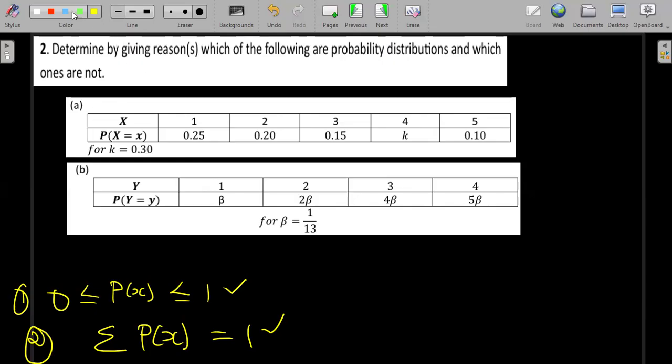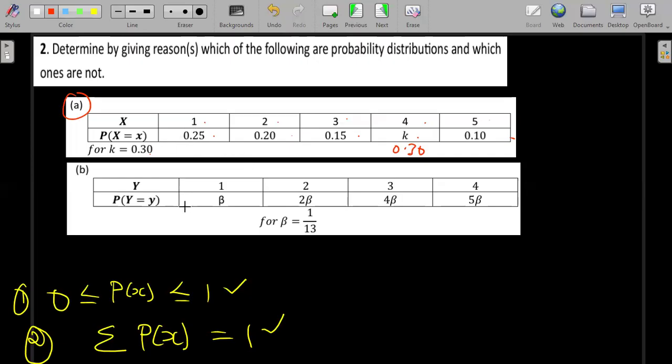Okay, so let's look at this one on A here, this table here. They're saying we have X, this random variable X takes 1, 2, 3, 4, 5, and it also has its probabilities there. They're saying the value of K is 0.30 like that.